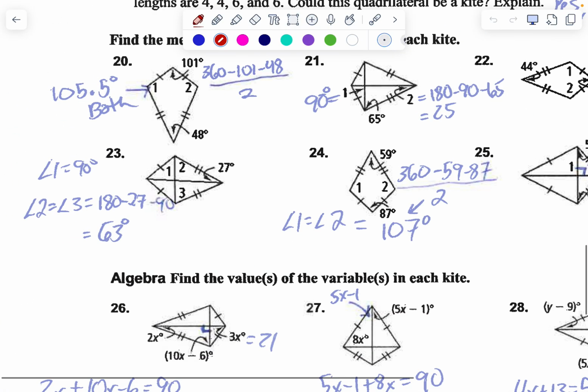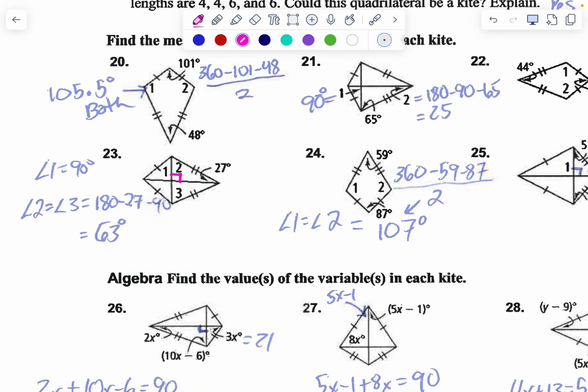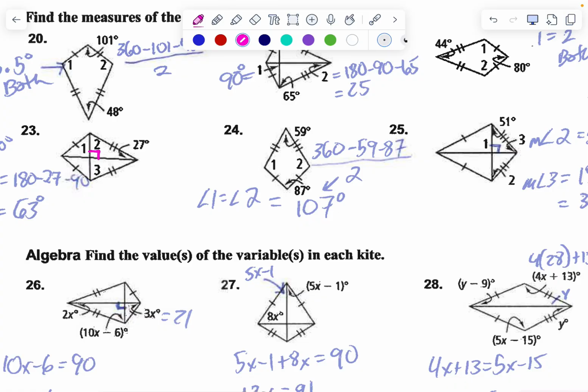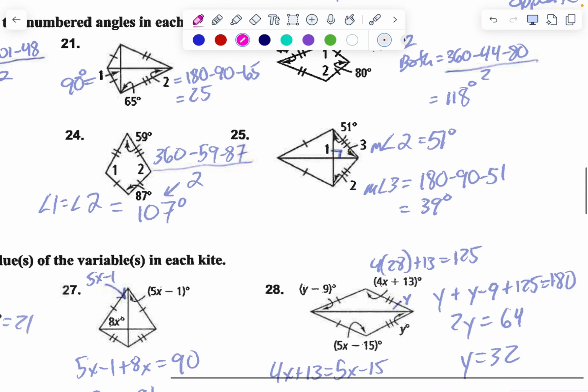Okay, 23, angle 1 is 90, angle 2 and 3 are congruent, and they're both 63. So just to remind you that this is 90 here, and so we're told that this is 27, so it's like just adding those three up to 180. So 90 plus 27, and then subtract that from 180 for number 2. 24, both those angles are congruent, and they're both 107. 25, angle 2 is 51, and angle 3 is 39.